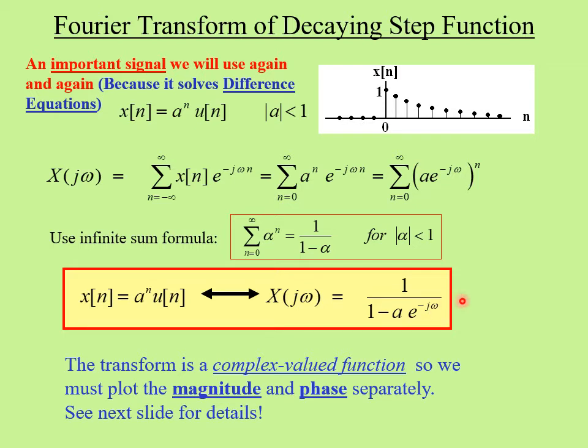And again, we're not going to have to do this every time we see a decaying step function. Whenever we see a decaying step function that has this form right here, we're going to immediately use this result, and the only thing we have to change is the value of a. So whatever a is up here, we use that value of a down here. And remember, a, of course, has to be less than 1. So what do we do with this result? Well, it's a complex valued function, so we're going to plot the magnitude and phase separately. So let's go ahead and do that next.